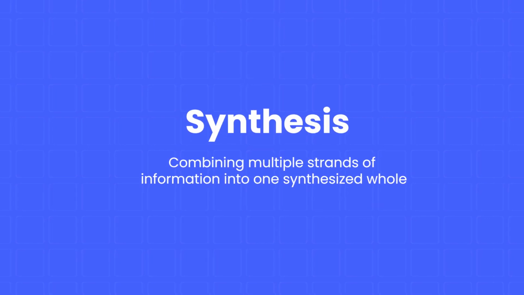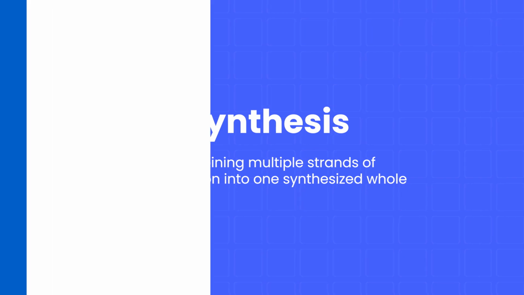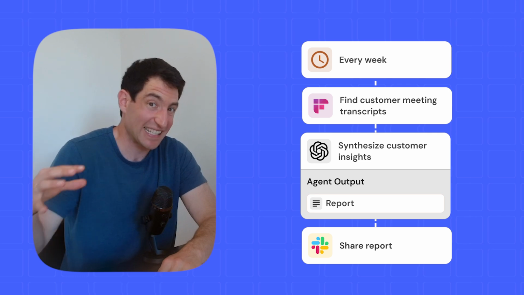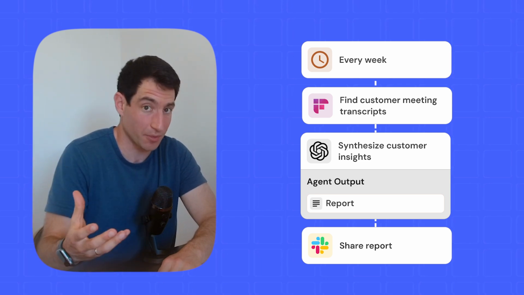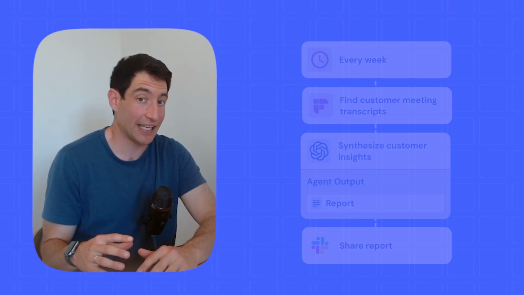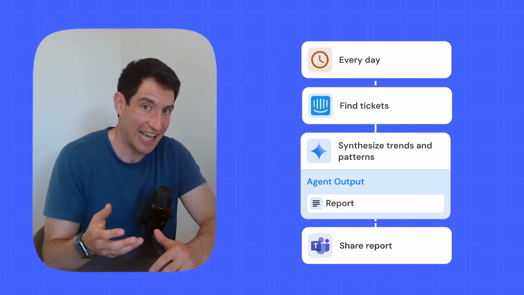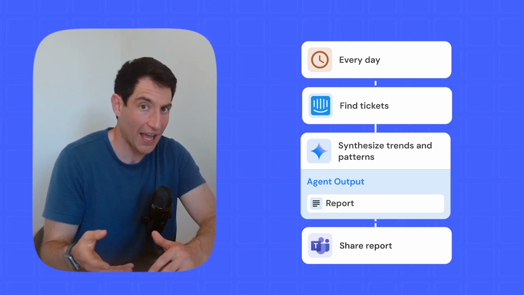Okay, now we're gonna start moving into territory that I think people might not be quite as familiar with. The seventh thing AI is really good at is synthesis. Synthesis means combining multiple strands of information into one synthesized whole. For example, given a set of customer meetings over the last week, synthesize the insights of what customers are telling us about our product. Given a set of support emails or issues that have come in the past day, synthesize the common trends or patterns.